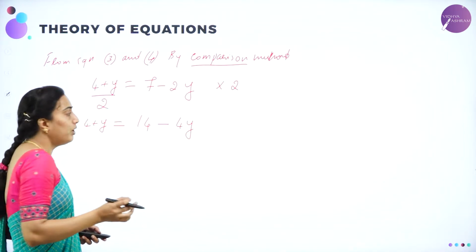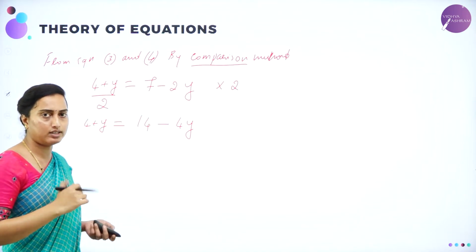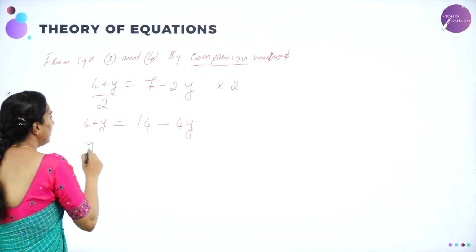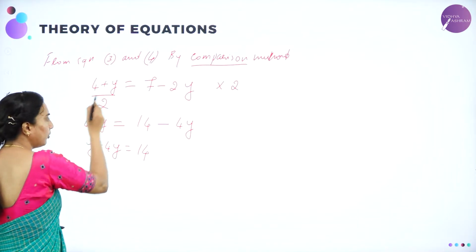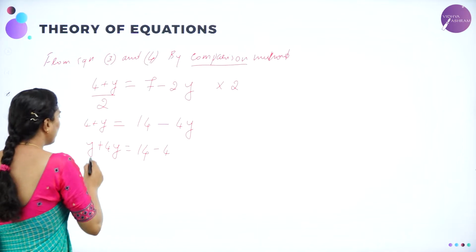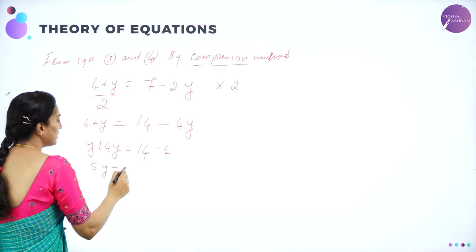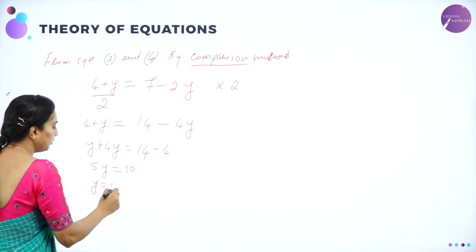Understood? Now, taking y terms to one side and shifting the constant to the other side. Here we have minus 4y, taking it to this side: y plus 4y is equal to 14. Here having plus 4, I am bringing it to the right hand side. It will become minus 4. Therefore, y plus 4y is 5y, equal to 14 minus 4, which is 10.